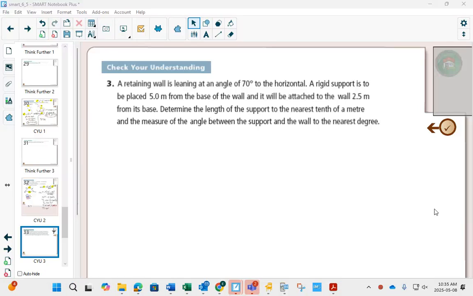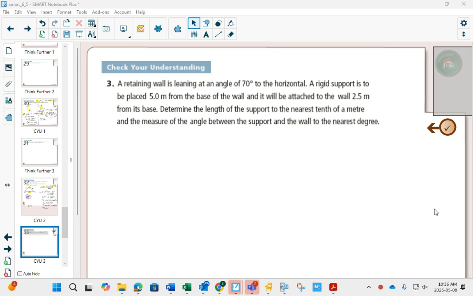Another thing you have to get good at is reading a question and drawing a picture that involves a triangle. A retaining wall is leaning at an angle of 70 degrees to the horizontal. A rigid support is placed 5 meters from the base of the wall and will be attached to the wall 2.5 meters from its base. Determine the length of the support to the nearest tenth of a meter and the measure of the angle.